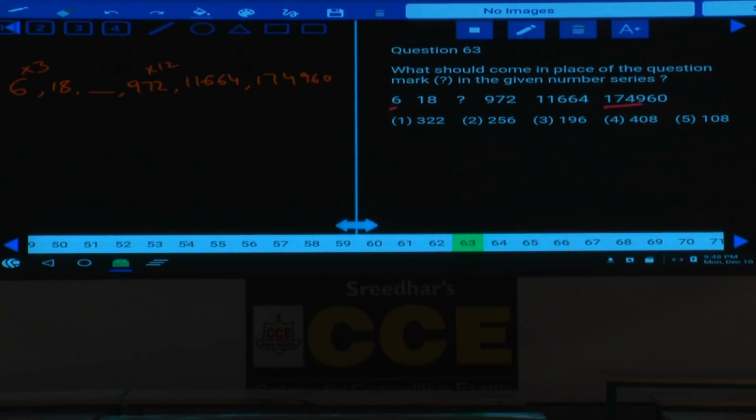174960. Then what is your answer here? 11 into 15 is 165. And this must be into 15. Check out whether it is 15 or not. 3, 12, 15 are there. Now this is 6 and this will be 9. 18 into 6 is 54, 54, 108. Now 108 into 9 is 972. Then what is the number here? The number is 108. That is choice 5, the missing number. The given numbers are multiplied with multiples of 3: into 3, into 6, into 9, into 12, into 15.